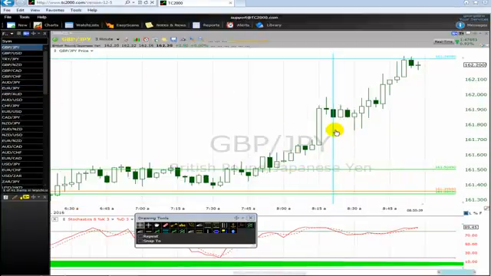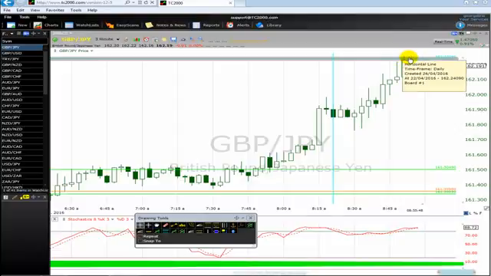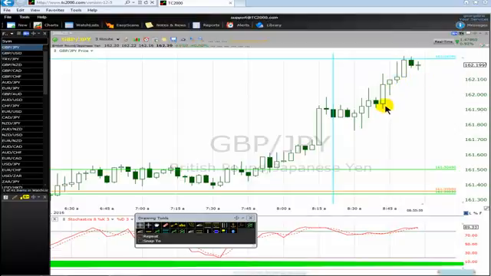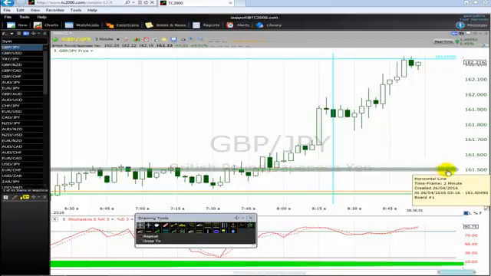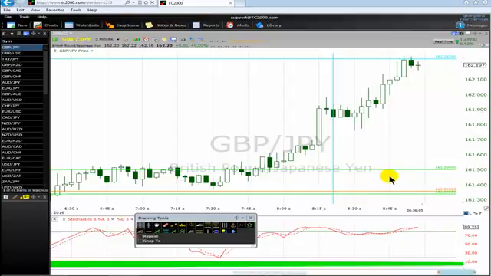Hello traders, here we are. You can see that the price has reached our target at 162.24. I'm now out of my two profitable trades. The first trade made 74 pips, very fast. I entered the trade at 161.50 with a stop loss 30 pips below. It has been a successful trade.